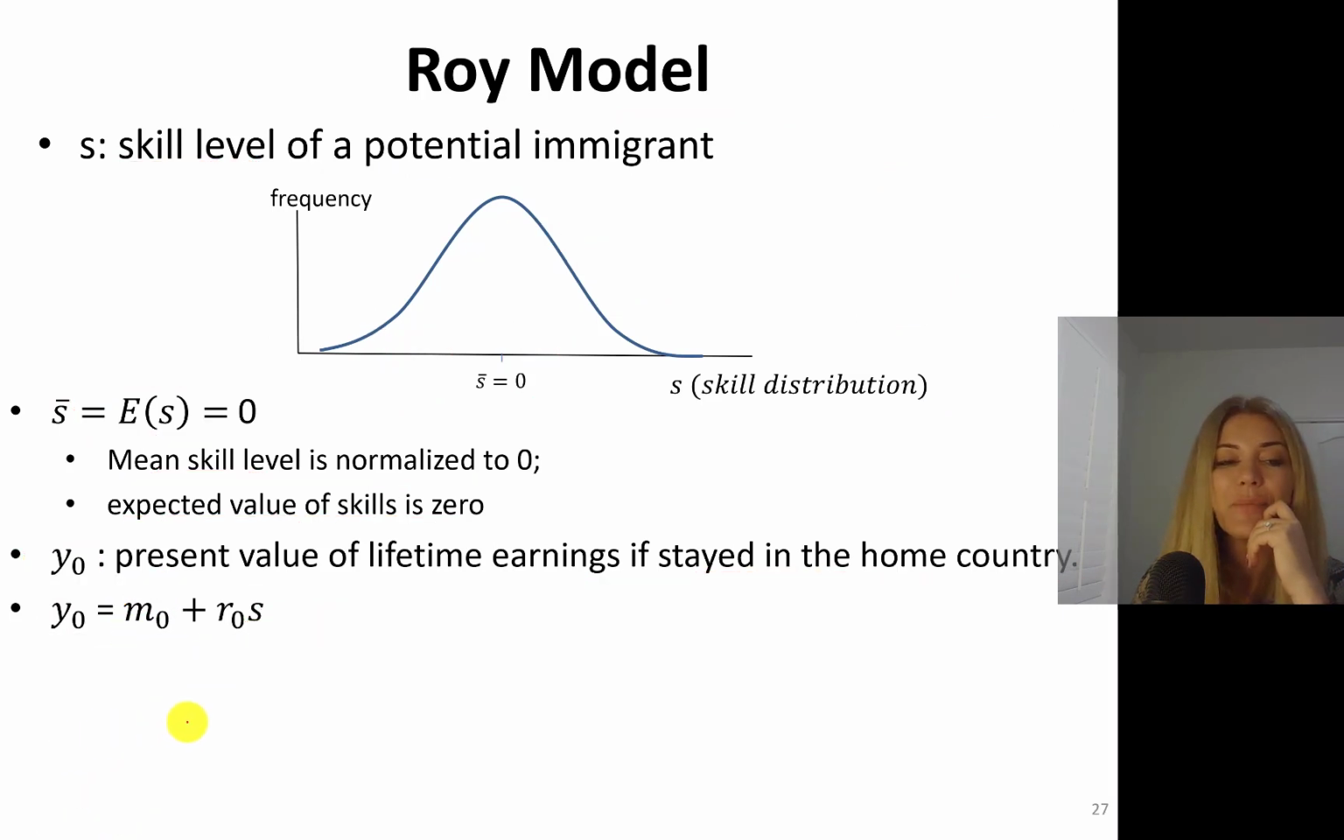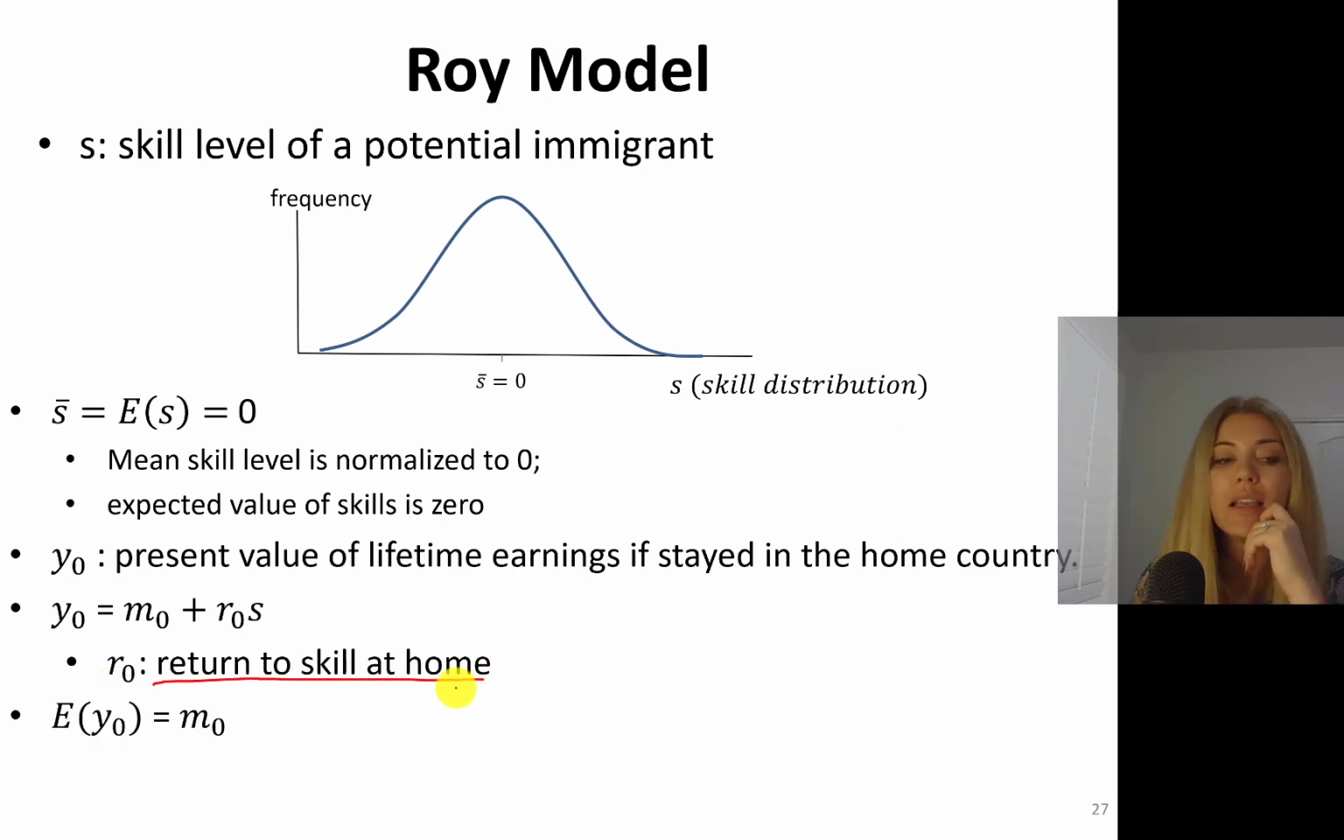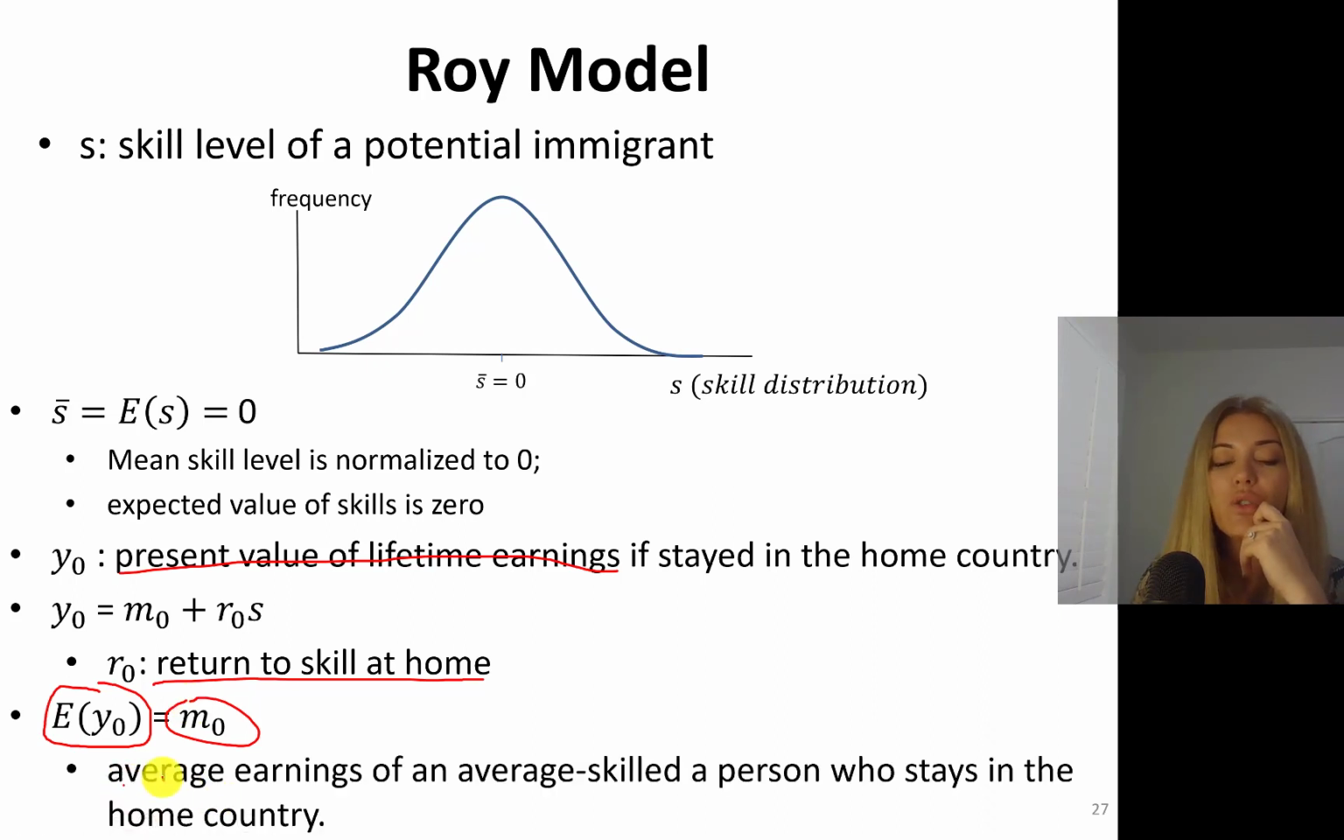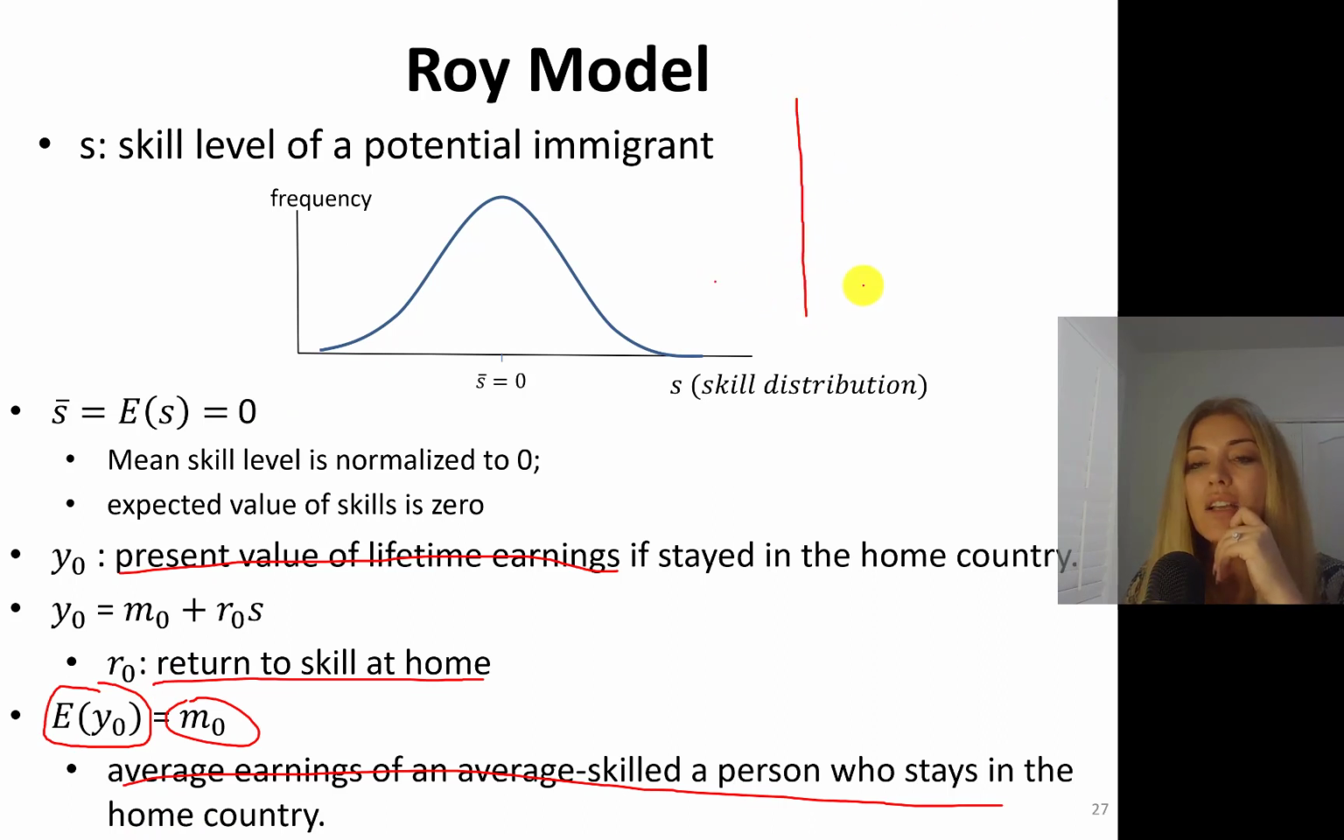I'm going to erase everything. So again, R0 is the return to skill at home. The average present value of lifetime earnings for an average man who stayed at home is M0. So average earnings of an average skilled person who stays in the home country is M0. So folks, I'm going to just draw a skills and earnings graph, drawing this relationship.